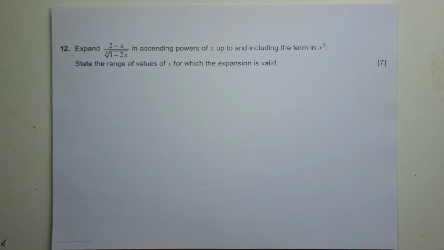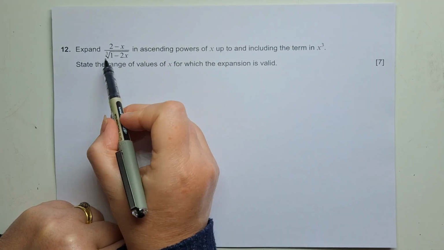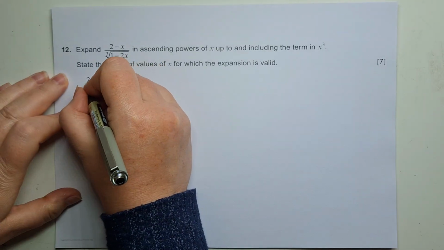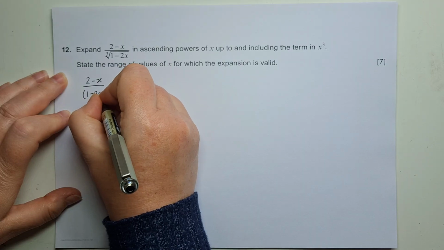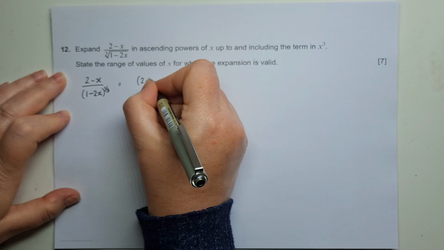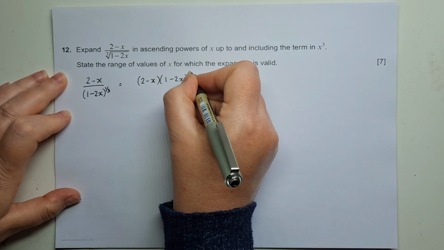Question 12. Expand (2 minus x) over the cube root of (1 minus 2x) in ascending powers of x up to and including the term in x cubed. Right, okay, so we've got this cube root on the bottom. That's power 1/3 on the bottom, and we don't want it on the denominator. So let's hop it up to the top. So (2 minus x) times (1 take away 2x) to the power of minus 1/3.